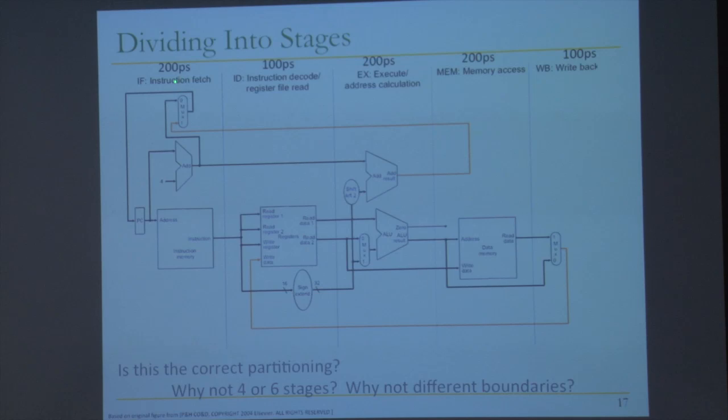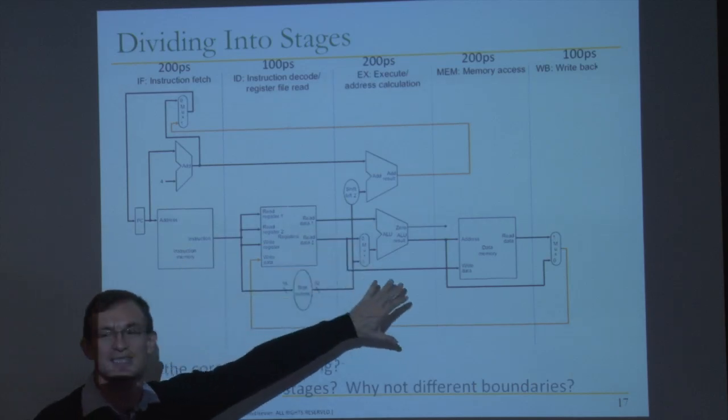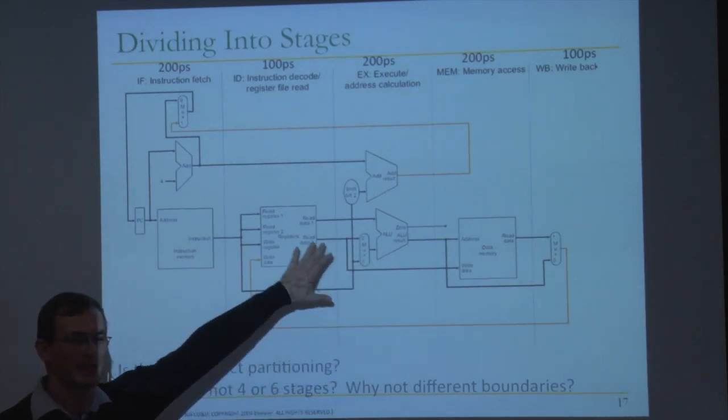Instruction fetch takes 200 picoseconds. Instruction decode and register file read takes 100 picoseconds. Execute takes 200 picoseconds, then 200 picoseconds, then 100 picoseconds. This is based on the picosecond results that I showed you earlier. Remember? Well, is this a balanced pipeline? Not really. A balanced pipeline is a pipeline where all stages take the same amount of time. It's not balanced.